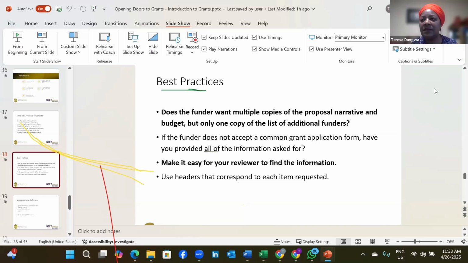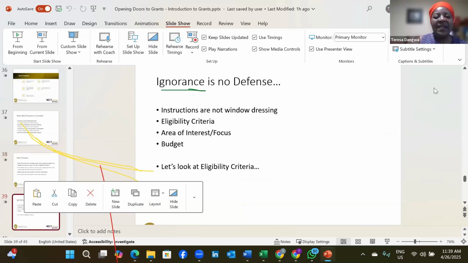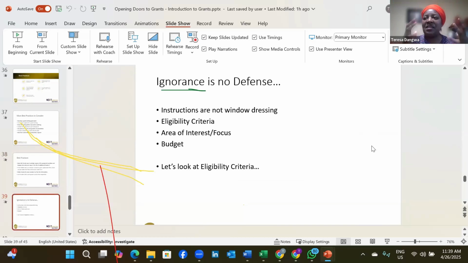Use headers that correspond to each item that has been requested. Ignorance is no defense. Instructions that are being given by an organization are not window dressing. Pay attention to the eligibility criteria and to the areas of interest or focus of this particular grantor, and also pay attention to your budget. Make sure your budget makes sense.